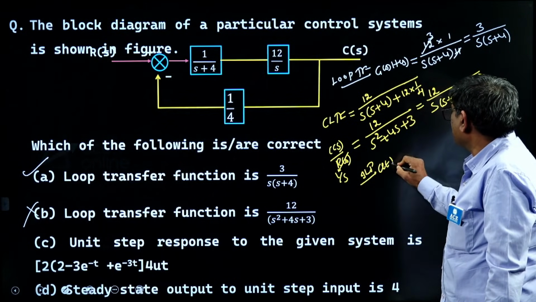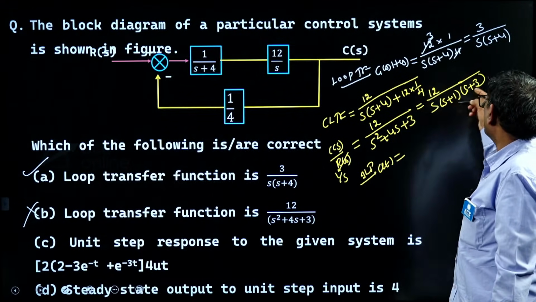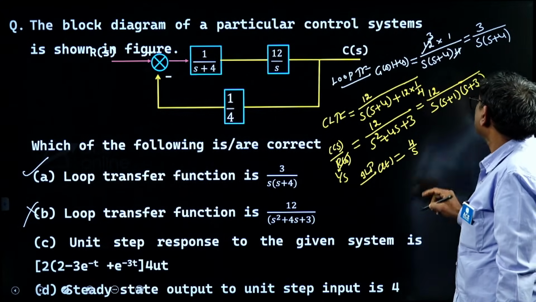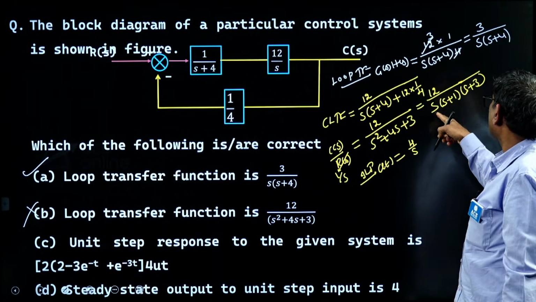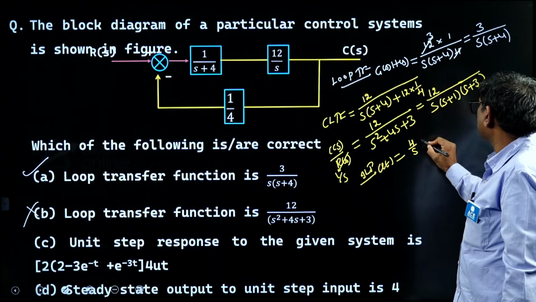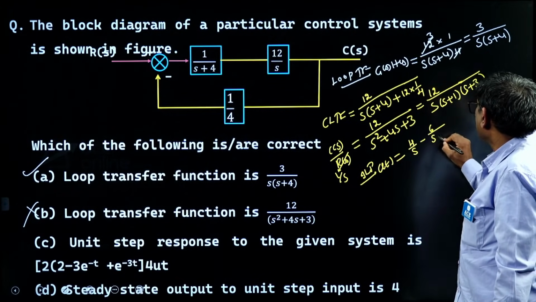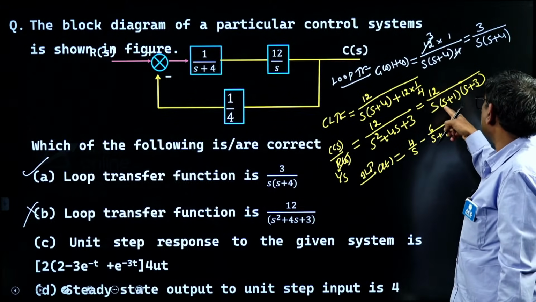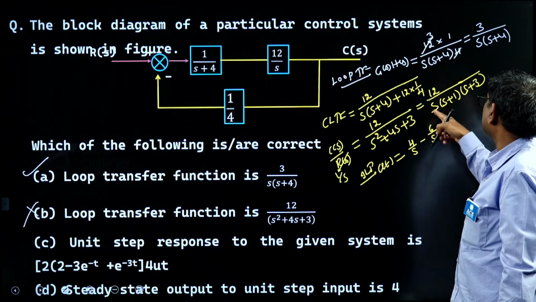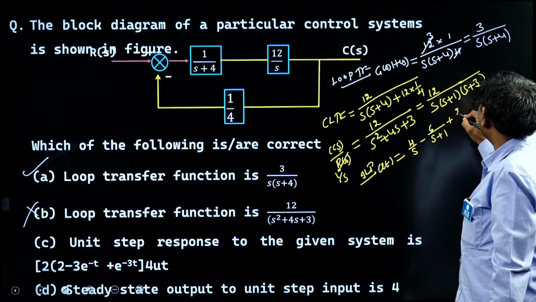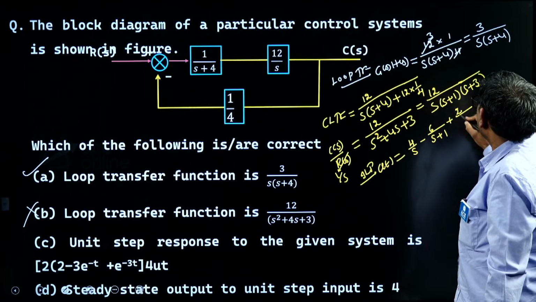So what is C of t? At s equal to 0, 12 by 3 means 4, so 4 by s. Next, s equal to minus 1: 12 divided by minus 1 times 2 gives minus 6, so minus 6 by s plus 1. s equal to minus 3: 12 divided by minus 3 times minus 2 gives 2, so 2 divided by s plus 3.